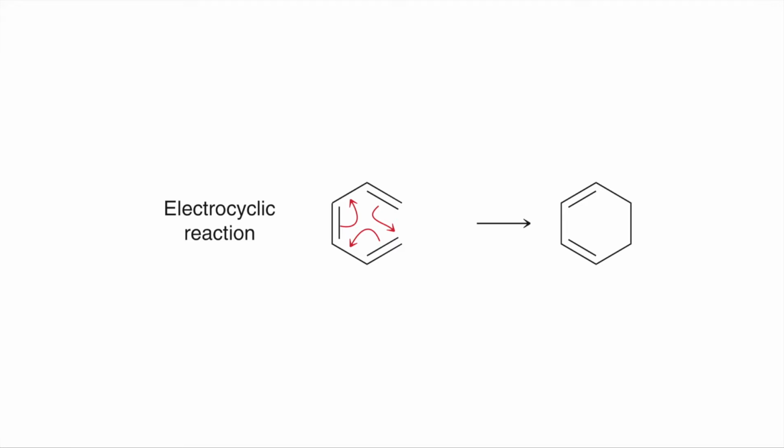In electrocyclic reactions, a conjugated pi system, like you have here, alternating double and single bonds, double, single, double, single, double. The electrons in that conjugated pi system move around to create a ring. So you have the electrons in a conjugated pi system moving around to create a ring. These are called electrocyclic reactions.